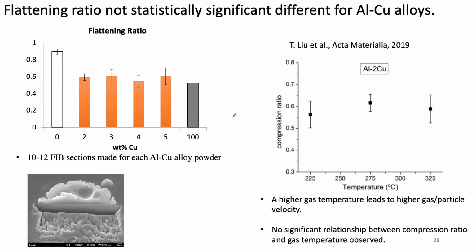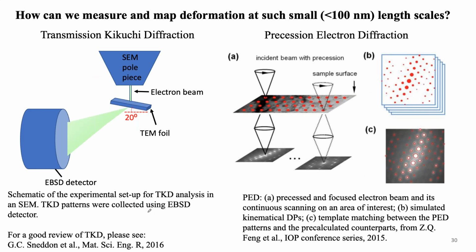Okay, and so now what we're going to do is look at that interface and say, well, what's going on right here? But that's a really small length scale thing. So how can we do that using similar techniques? Well, there are two ways that we could do this. One is with transmission Kikuchi diffraction.